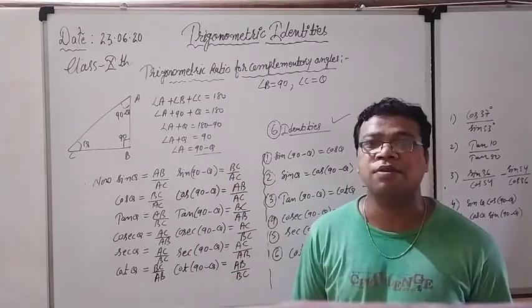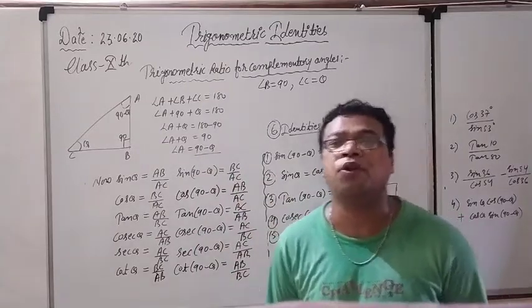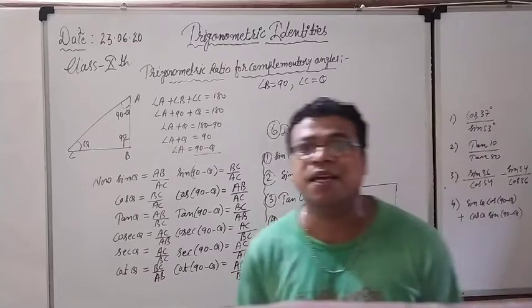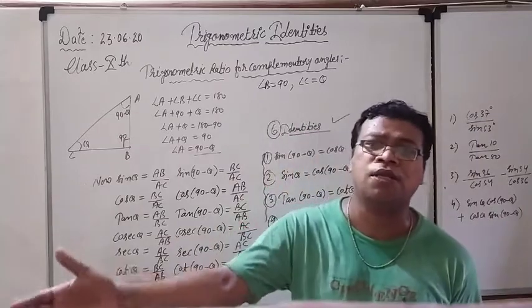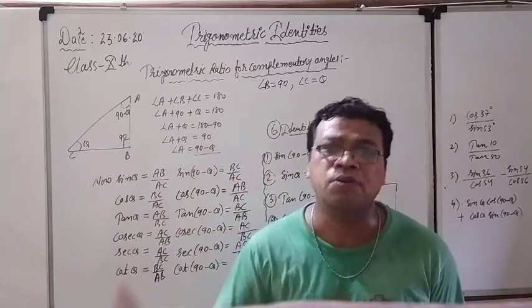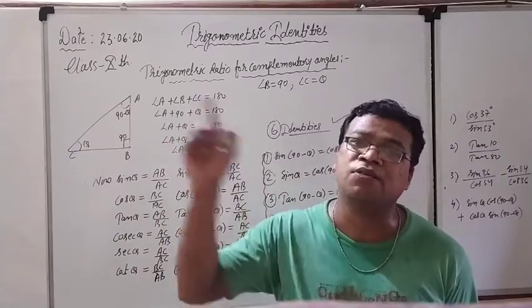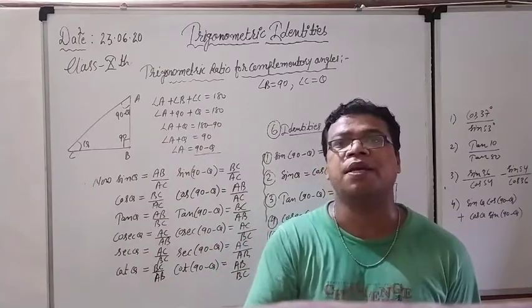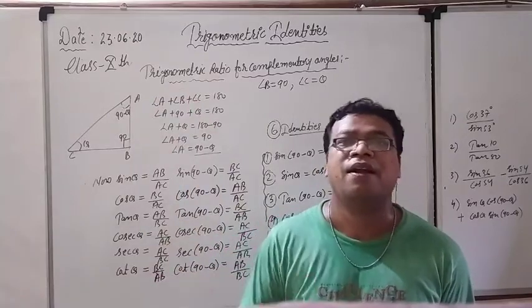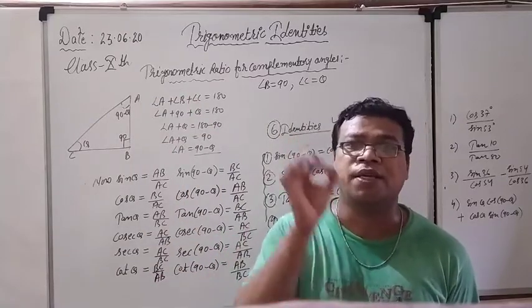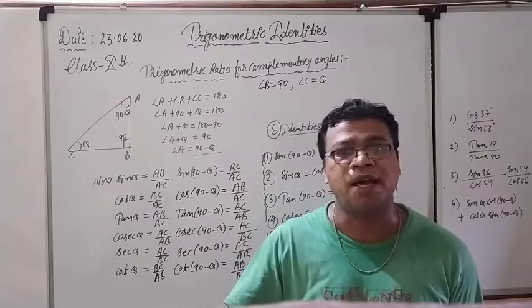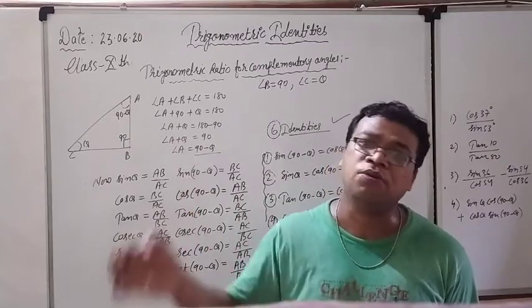So what are the identities? Again I am going to repeat them for you, one by one. Sin 90 minus theta is equal to cos theta. Cos 90 minus theta is equal to sin theta. After that, tan and cot: tan 90 minus theta is equal to cot theta and cot 90 minus theta is equal to tan theta. And after that, cosec and sec: cosec 90 minus theta is equal to sec theta and sec 90 minus theta is equal to cosec theta.